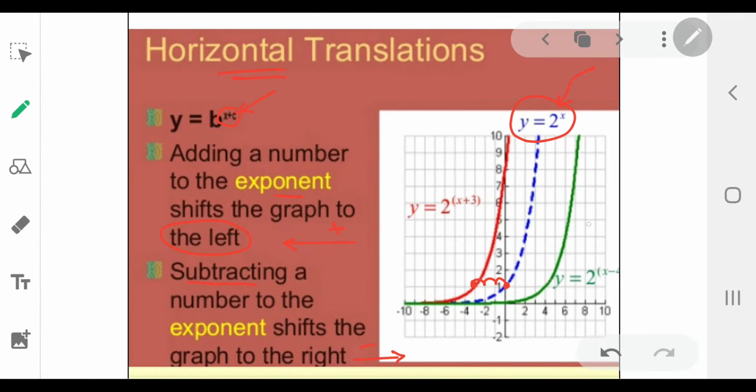And same here for the green one. I subtracted 4 from the x values, from the exponent, and the function became y equals 2 to the power x minus 4. This will cause a horizontal translation to the right. If this is the y-intercept, count 1, 2, 3, 4. This will be the new point. And you can do this over all the points actually. You can just count 4 units to the right and you will get the new graph.